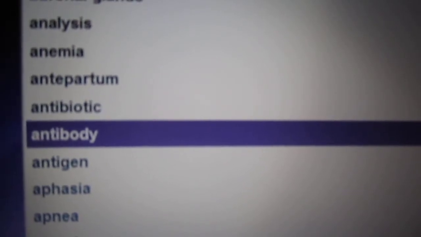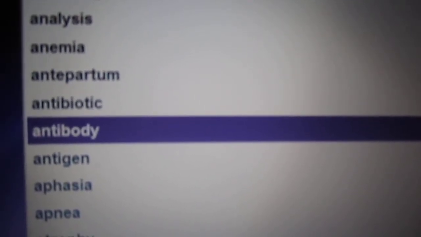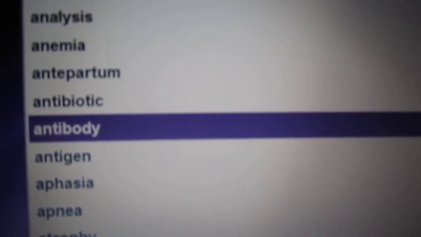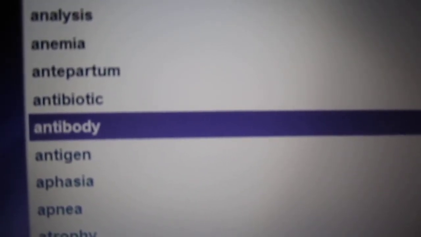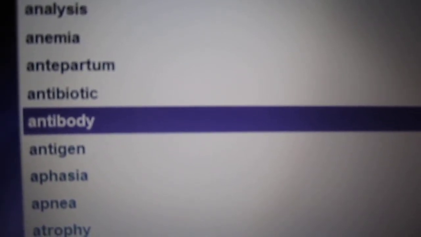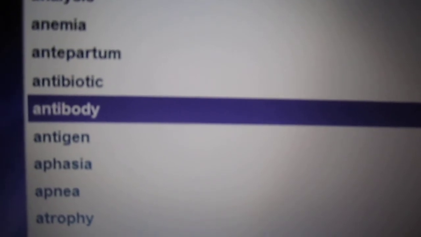Antibody. In this term, anti means against, and body refers to foreign bodies or agents, such as a virus. Antibodies are proteins made by white blood cells to destroy antigens, which are the foreign organisms that cause disease.